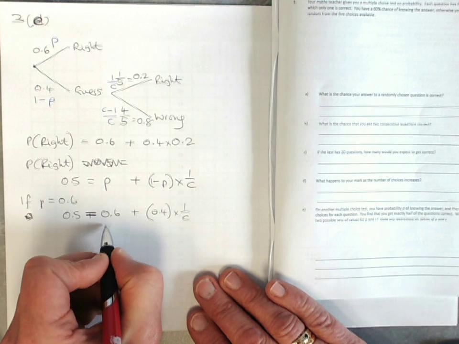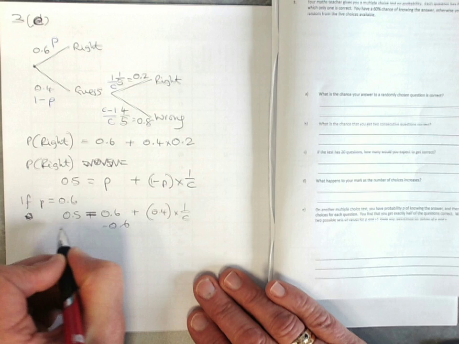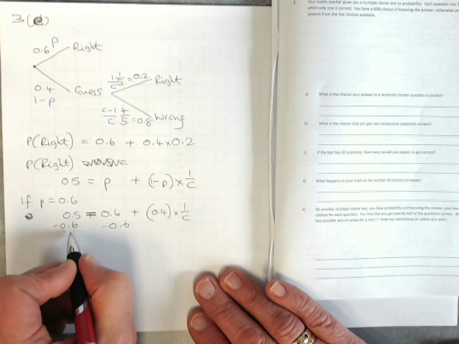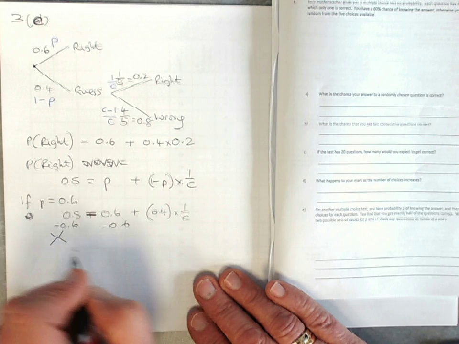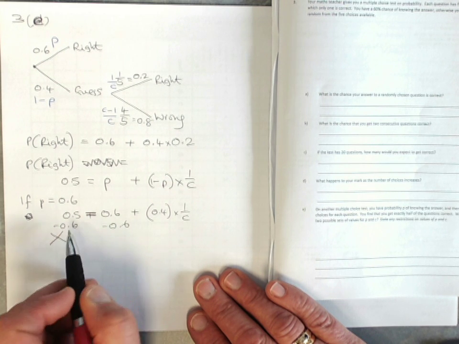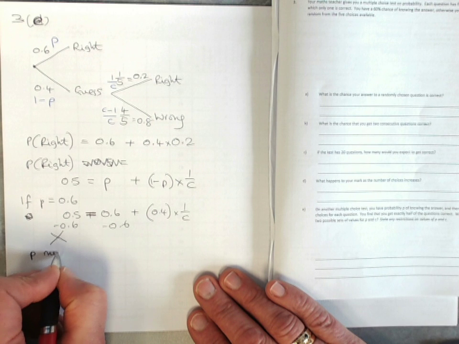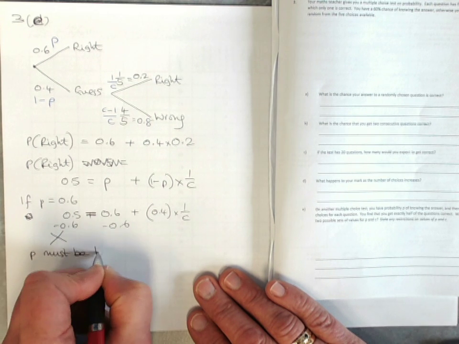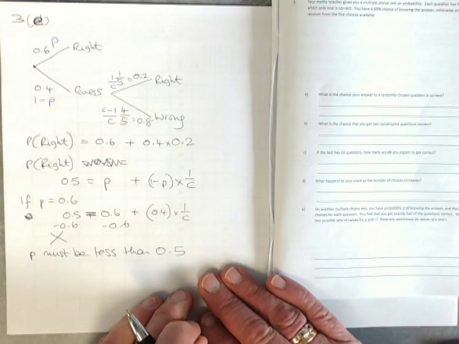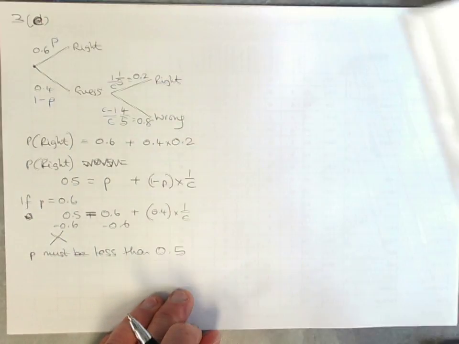When we try and solve this, if I minus 0.6 off both sides of the equation to start off trying to isolate the C, we're already into the negatives. That's not possible. In fact, any number here has to be less than 0.5, because when you start taking it away, it's going to become negative. So P must be less than 0.5, or it's not going to work. Okay, let's try a different number then.